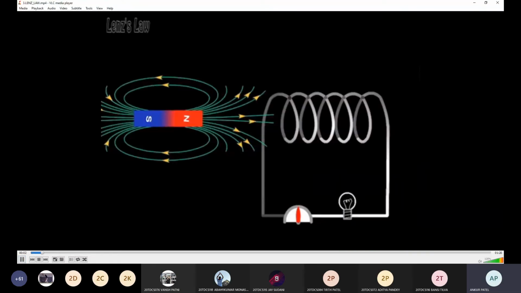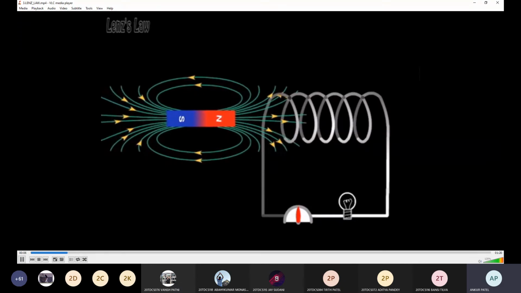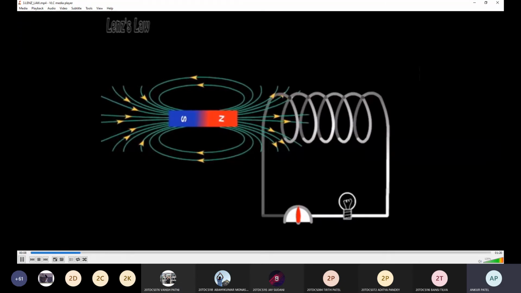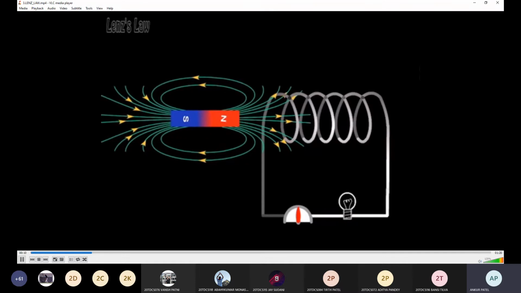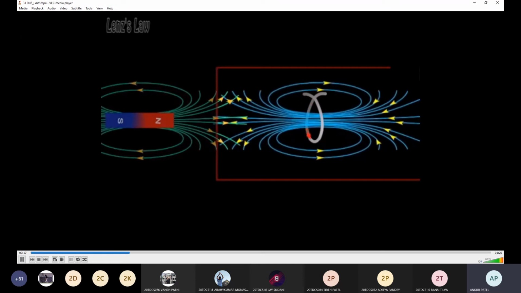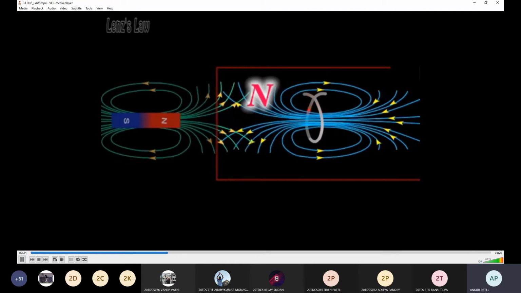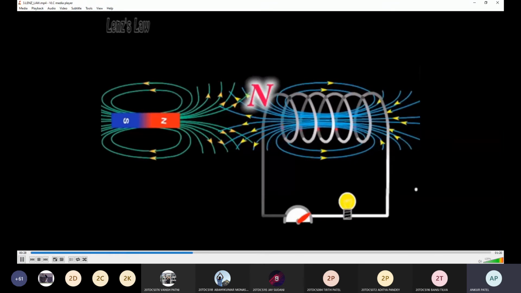Lenz's law helps us to find the direction of the induced current in a loop when it is placed in a magnetic field which is changing. As the magnet moves towards the solenoid, this induces current in the solenoid. The induced current creates a magnetic field. The loop produces a north pole to oppose the magnetic field of the approaching north pole of the magnet.